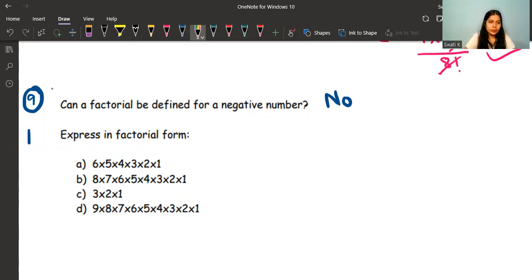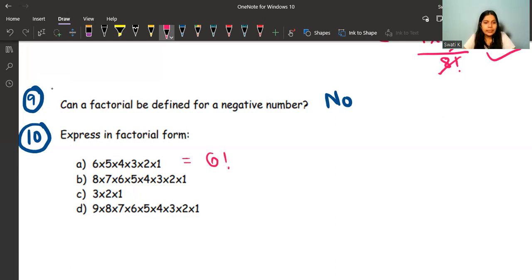Next is the 10th one, a very simple question: express the following in factorial form. Now it's the other way around. We were solving 5 factorial, writing 5 into 4 into 3 into 2 into 1. Now 5 into 4 into 3 into 2 into 1 is given and we have to write down the factorial. So the very first question is 6 into 5 into 4 into 3 into 2 into 1. We have to express this in factorial form. Of course, the answer is 6 factorial.